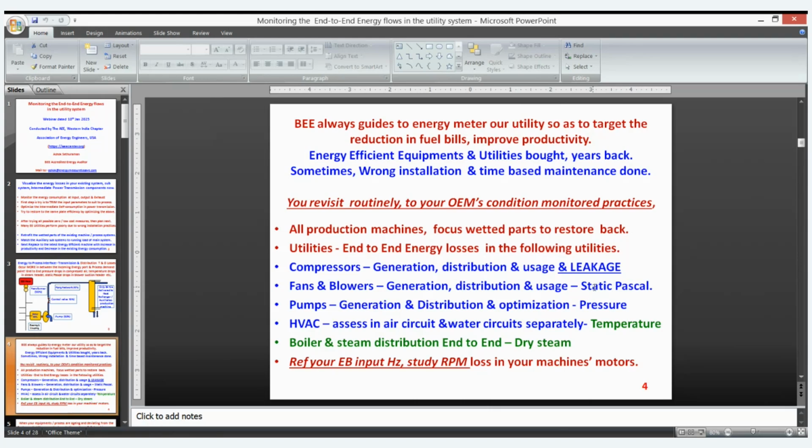On the productivity side, we should maintain what is the hertz available from the EB side, and what is the RPM loss in your machines, monitored as a benchmark. A lot of machines have their own energy losses due to slippage in motors or slippage in belts or slippage in the machines. This also needs to be monitored by condition monitoring.